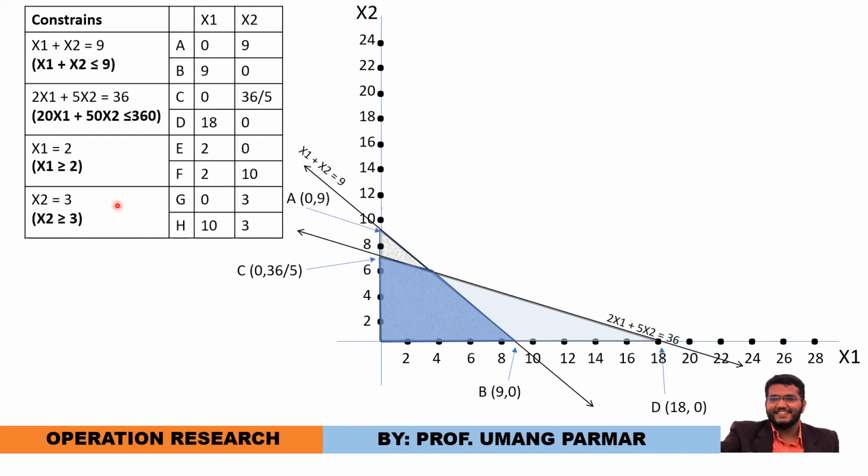Now we are moving towards the third constraint. Third constraint says that my x1 value is 2, which is fixed. So I am taking 2 points, 2, 0 and 2, 10 like this. So this is my point E 2, 0 and my point F 2, 10. So here you can see that both the points can have the single line, and this line is representing x1 equals to 2.